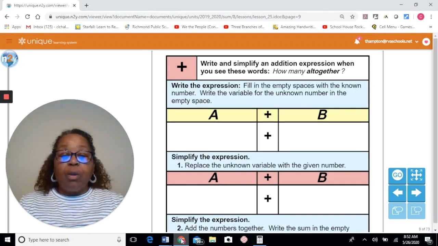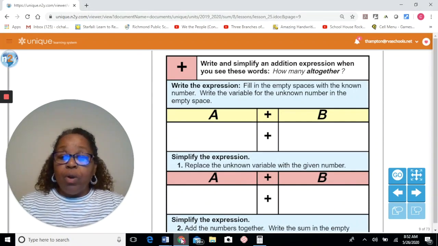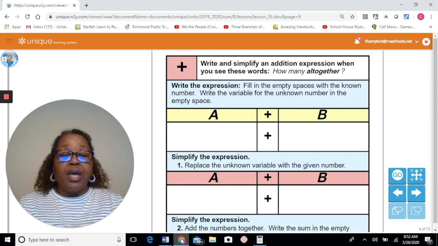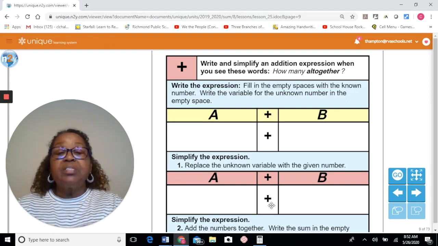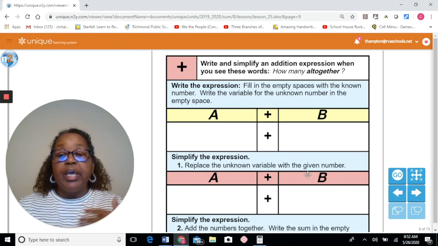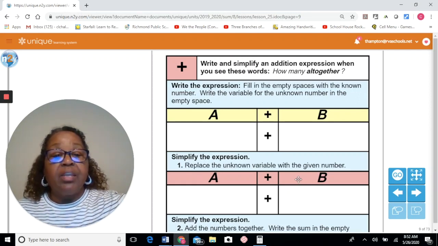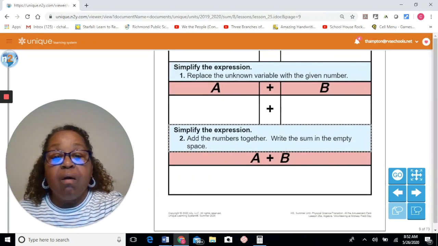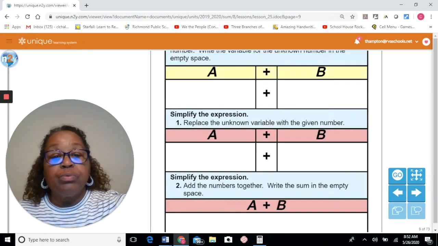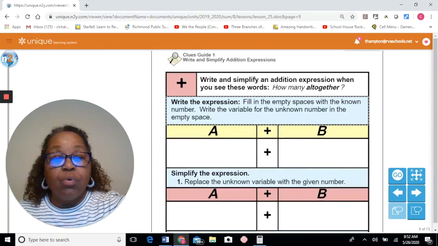What we want to start with is our graphic organizer. And our graphic organizer is designed to help us simplify the addition expression. We have our variables, and we have a way in which to separate and organize information. And finally, at the end, to solve. We've created the expression, and then we will solve it. So we will be using this graphic organizer.